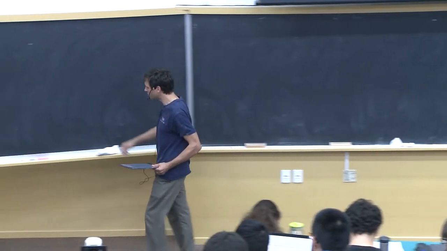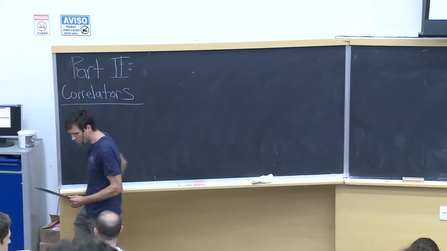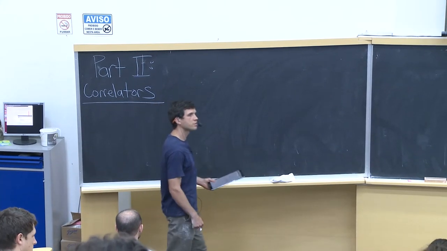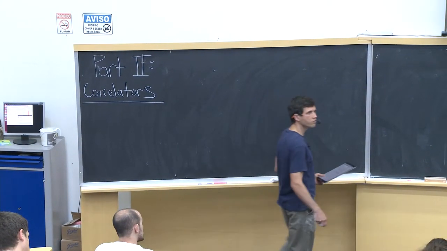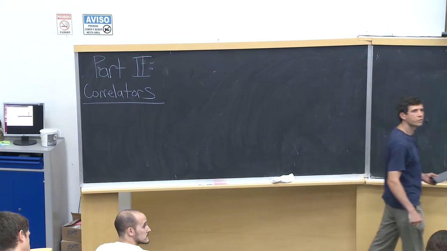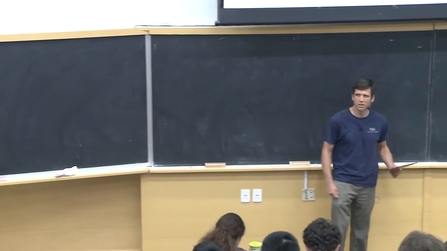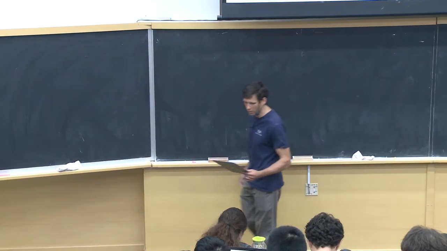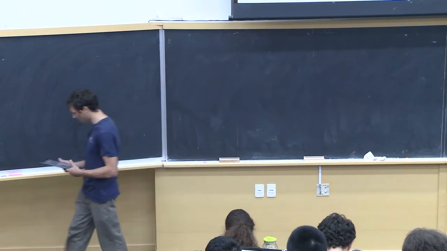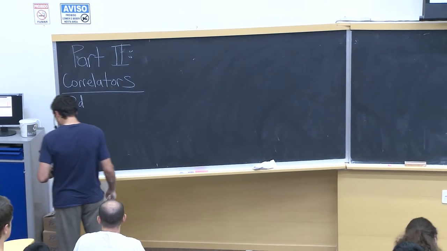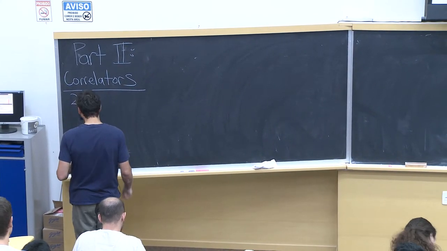Okay, so we've derived various universal properties of thermodynamics, and now we turn to part two, which is correlation functions. Basically, I want to describe how correlation functions also have certain regimes where things are universal, and then to end with a few comments about black hole information. So to turn to correlation functions, let me set the stage a little bit.